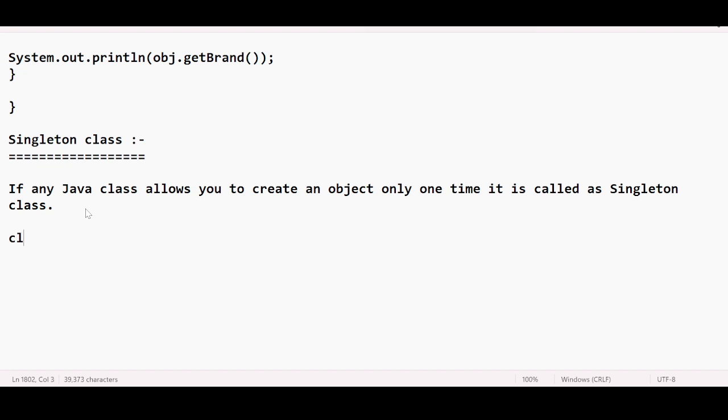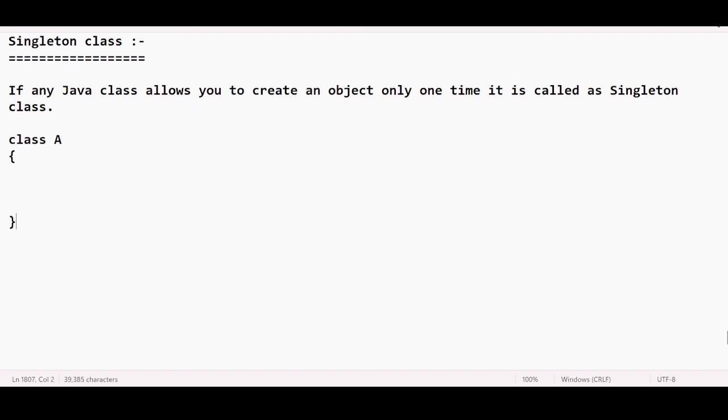Okay, we know how to create an object. For example, if I take a class A, we know that a class is a blueprint from which objects can be created. In this class you can have any number of variables and any number of methods. These variables are also called properties, data representation, and methods are called behaviors.